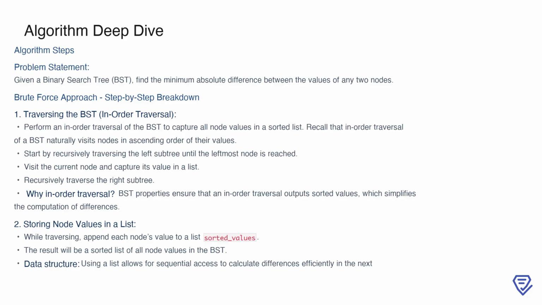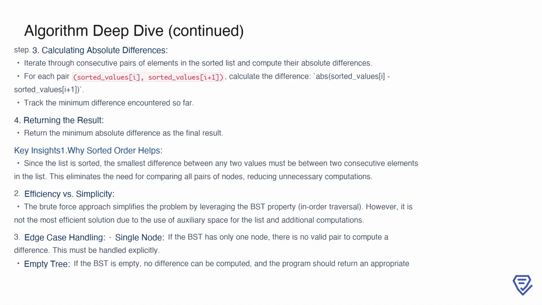The reason we use in-order traversal here is that it guarantees a sorted sequence of node values, which simplifies the subsequent step of computing differences between them. After traversing the BST, we store the values of the nodes in a list called sorted_values. This list will contain all the node values in sorted order, making it easier to calculate the differences between consecutive values. Once we have this list, we iterate through it, taking consecutive pairs of values. For each pair, we compute the absolute difference and keep track of the smallest difference encountered so far. Finally, we return this minimum difference as our result.